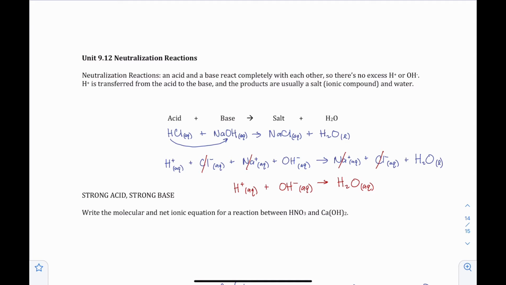When the equation is written out like this, we can see that there are ions that remain unchanged during the reaction. Those are the spectator ions. They don't actually participate in the reaction, so we can cross them out and write a net ionic equation. In this case, the spectators are sodium and chlorine, and the net ionic equation is H+ and OH- make H2O.